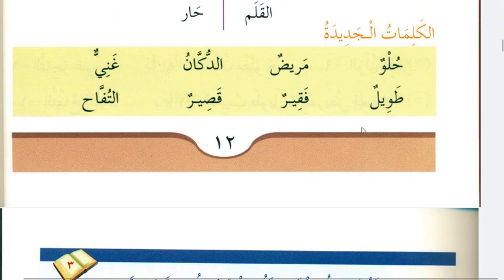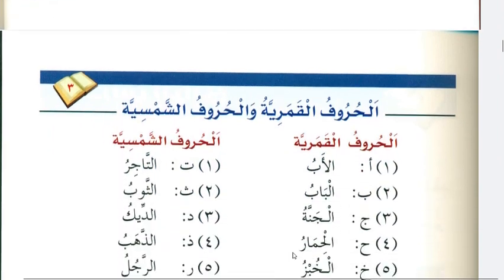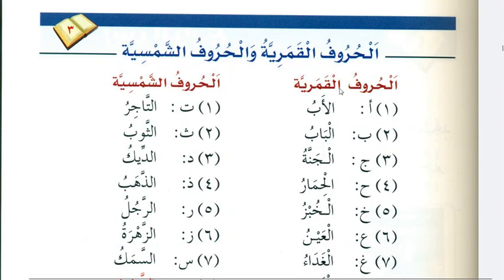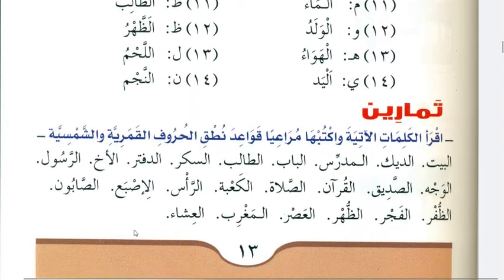Al-Kalimatul Jadida, new words. So again I recommend you to memorize them and write their meanings. Al-Huruful Qamariya wa Al-Huruful Shamsiya. In Huruful Qamariya, Lam is pronounced: Al-Babu, Al-Abbu, Al-Jannatu, Al-Himaru, Al-Khubzu, Al-Aynu. But in Huruf Shamsiya, Lam becomes silent: At-Tajiru, Ath-Thawbu, Ad-Diku, Adh-Dhahabu, Ar-Rajulu. This is the main difference between Huruful Qamariya and Huruf Shamsiya.